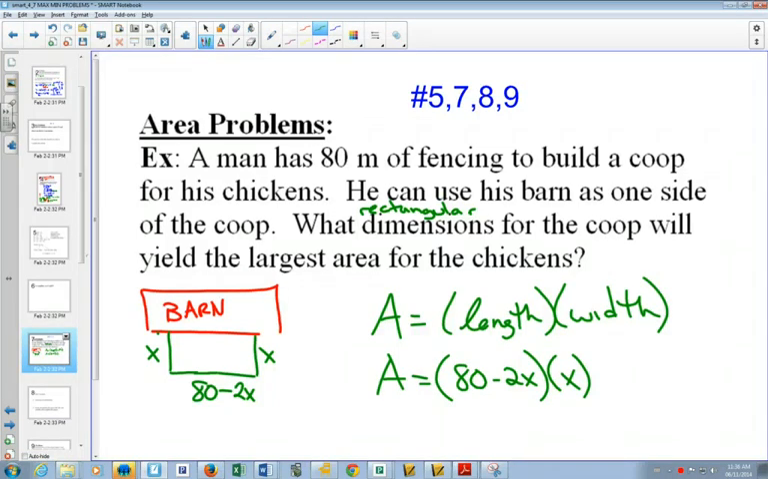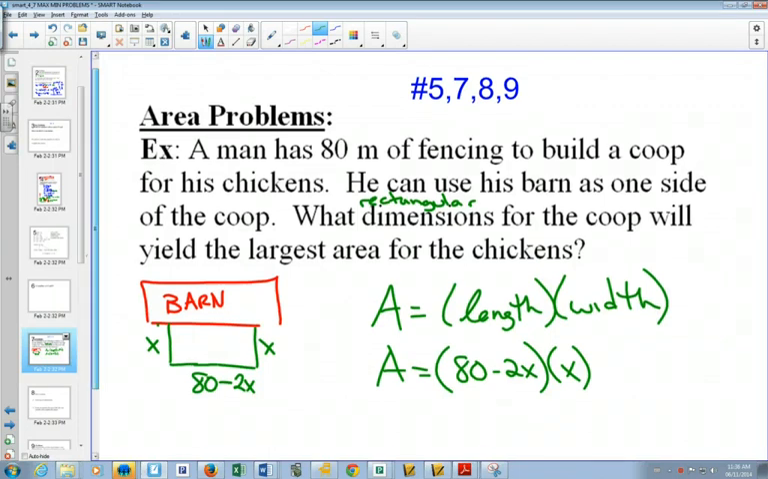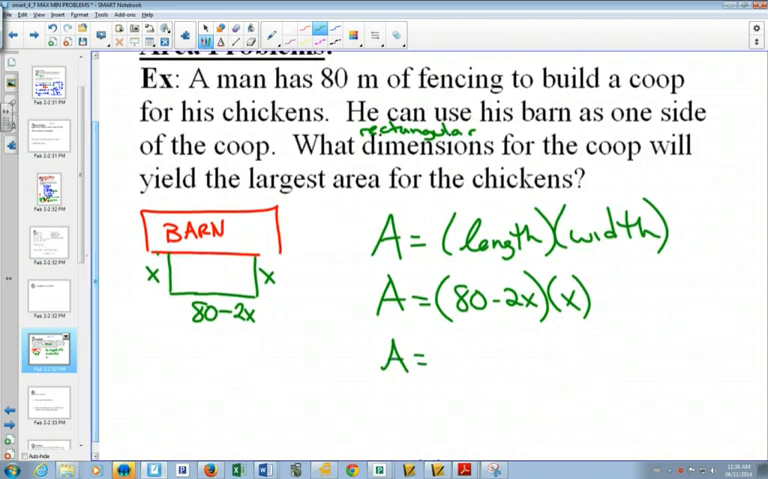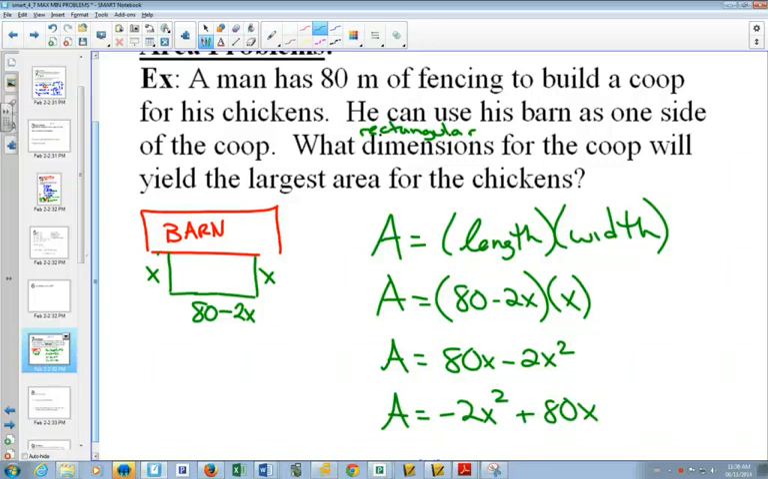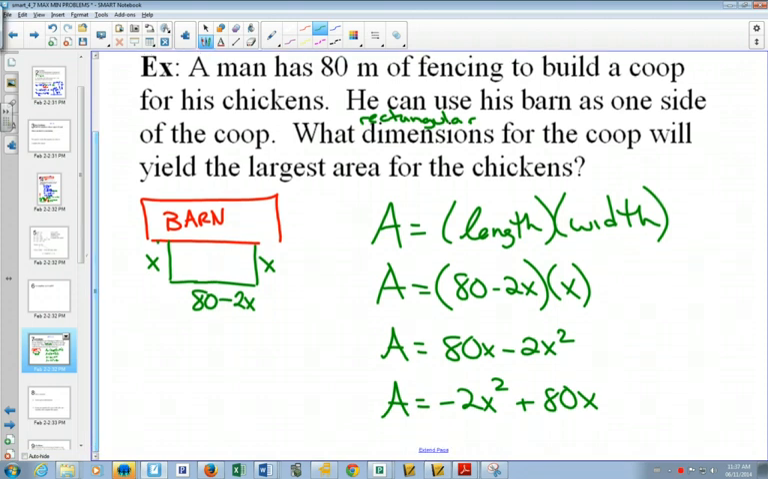Can you see that that makes a parabola? Because if I multiply it out, 80x minus 2x squared, and I rearrange it so that the x squared is first. So the hard part in all of these is coming up with the equation.